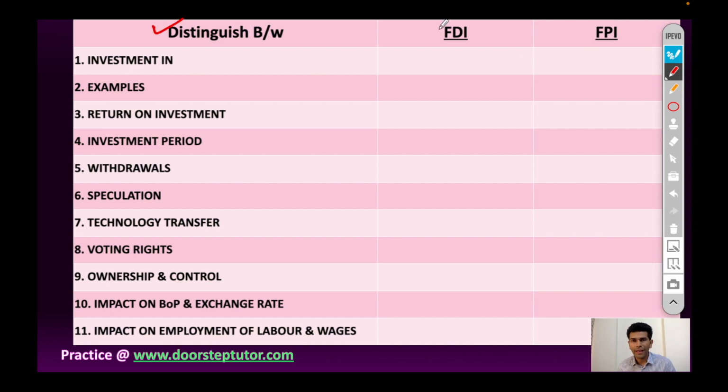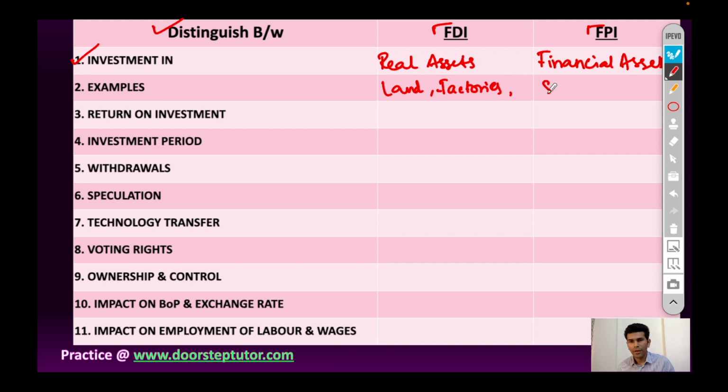Let's start with the distinction between foreign direct investment and foreign portfolio investment. First point, in case of FDI, it is an investment in real assets or physical assets of a business organization such as land, factory, stocks, etc. And in case of foreign portfolio investment, it is an investment in financial assets such as stocks and bonds, etc. It is investment in land, factories, and inventories versus shares, bonds, and other securities.